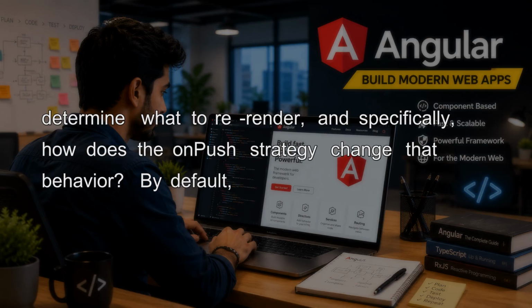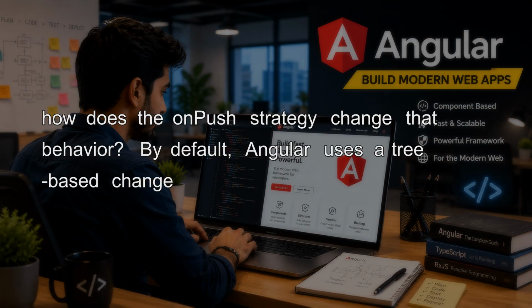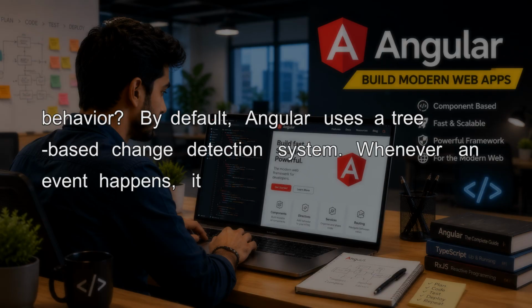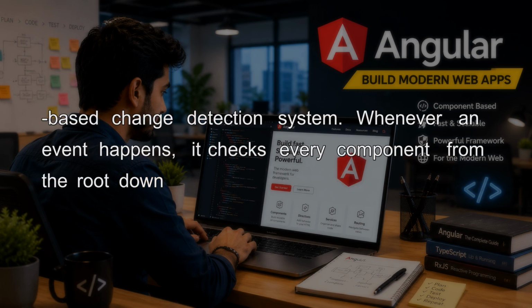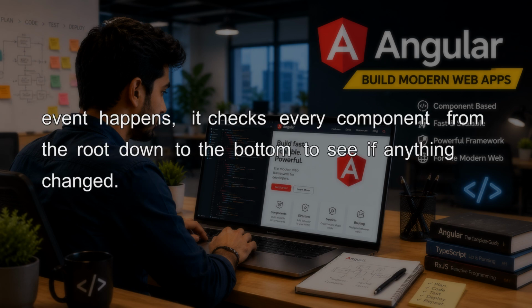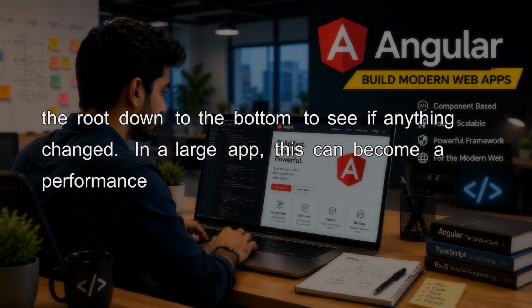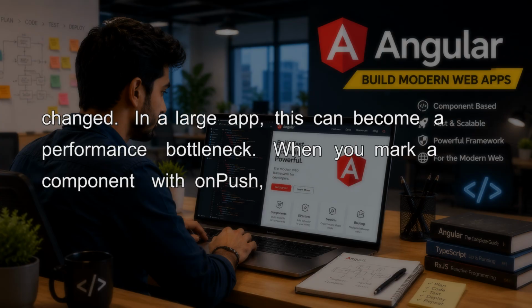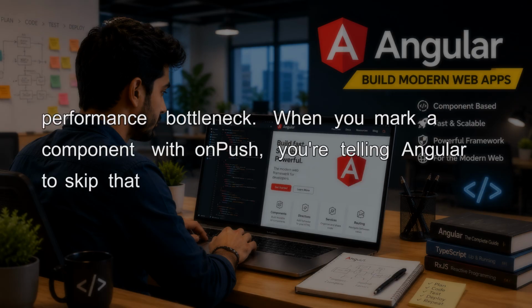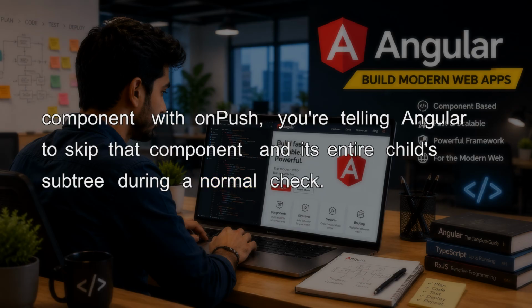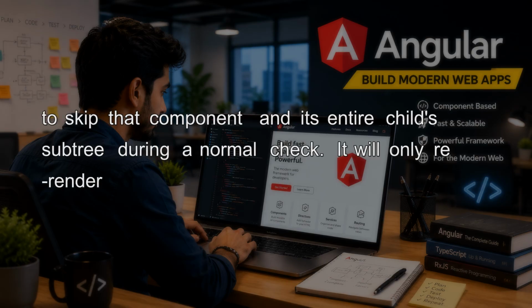By default, Angular uses a tree-based change detection system. Whenever an event happens, it checks every component from the root down to the bottom to see if anything changed. In a large app, this can become a performance bottleneck. When you mark a component with onPush, you're telling Angular to skip that component and its entire child subtree during a normal check. It will only re-render if one of three things happens.